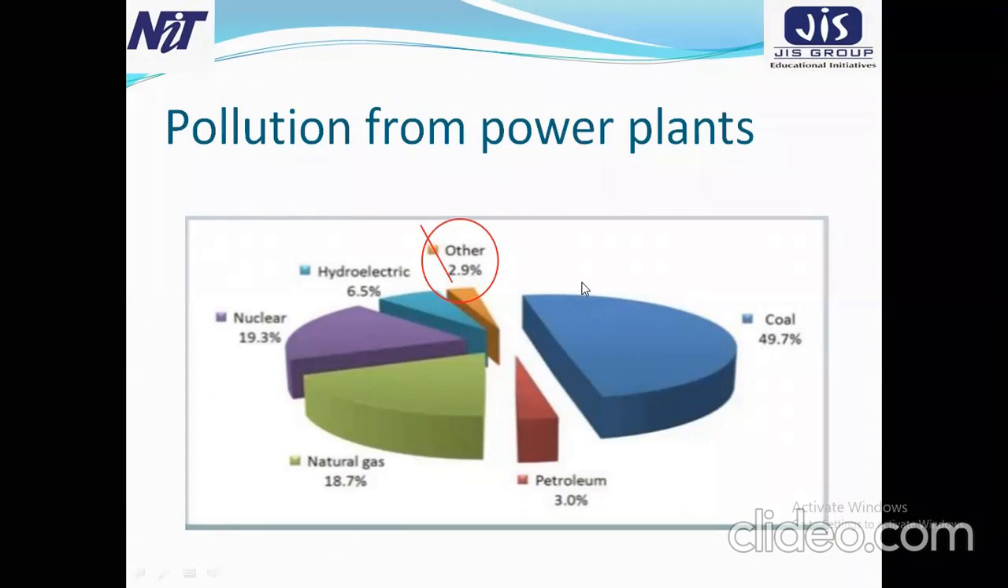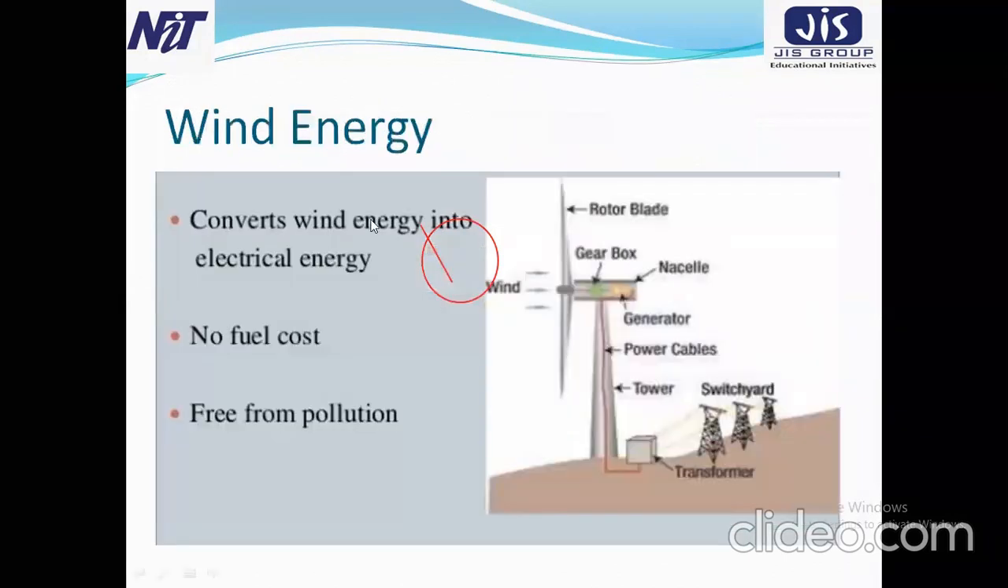So for that reason, we have to think of some non-conventional energy source which is less polluting. One of them is the wind power plant, and another one is the solar power plant. Now, what is wind energy and what is the advantage of it? Let me talk about that. The first one is that it converts wind energy into electrical energy. So with the help of this wind power, we basically convert the energy of wind into electrical energy.